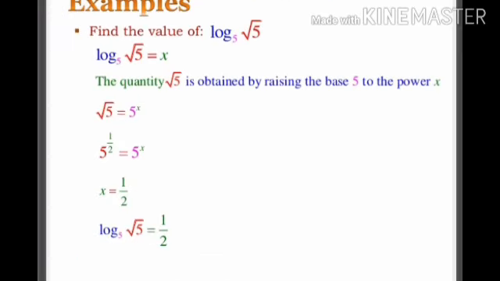Find the value of log root 5 base 5. Solution. Let log root 5 base 5 is equal to x. It is converted into exponential form: root 5 is equal to 5 power x. That implies 5 power 1 by 2 is equal to 5 power x. We know that if bases are equal, then exponents are also equal. So x is equal to 1 by 2. Therefore, the value of log root 5 base 5 is equal to 1 by 2.